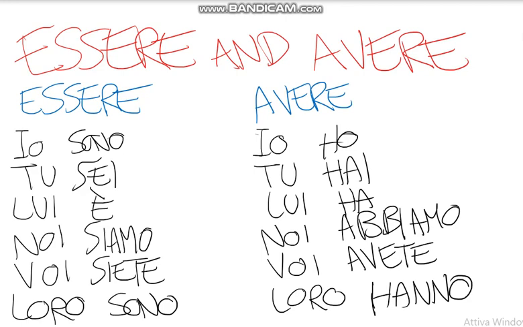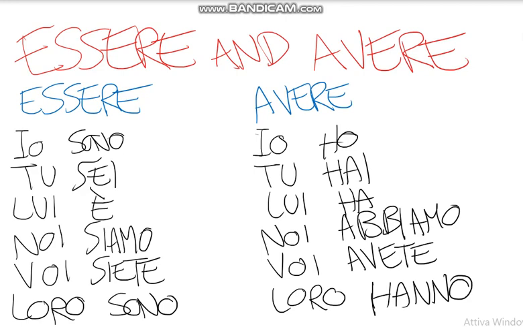So, io ho. Please note that the H in Italian is silent, so we don't say it as an English speaker would do, but we say io ho. The H is not pronounced. So, io ho, which means I have. Tu hai, which means you, singular, have. Lui ha, which means he has. Lui ha. And I repeat, later I'm going to tell you how to say she and it.